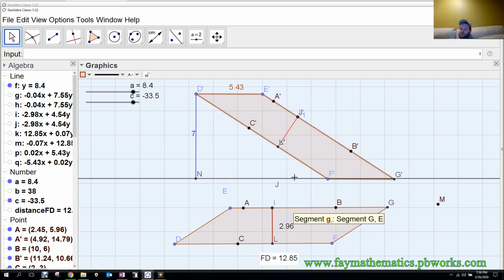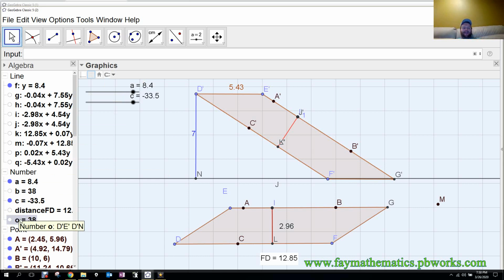But what I want you to understand is this was a rigid motion that I did. It was a rotation. So I didn't change anything. I didn't make this thing grow or shrink. So the area that this quadrilateral down here encompasses better be the same as the area that this one encompasses. So if I take the base and height here, so D prime times E prime, and multiply that by D prime times N, okay, when I do that, I should still get the same exact 38 that I got down here when I took 2.96 times 12.85.